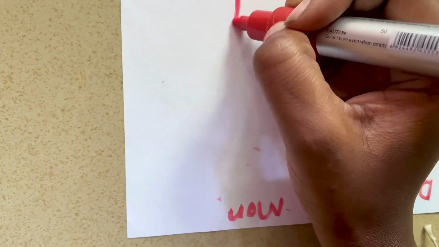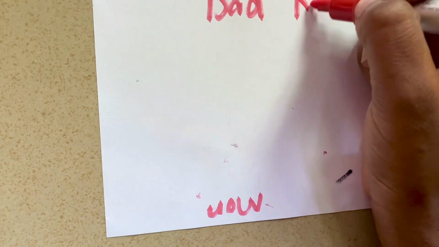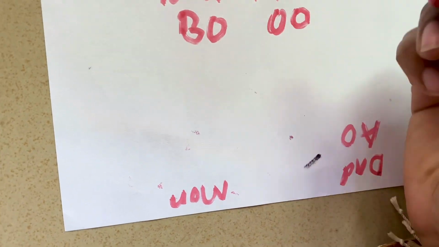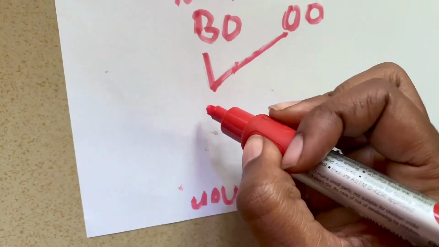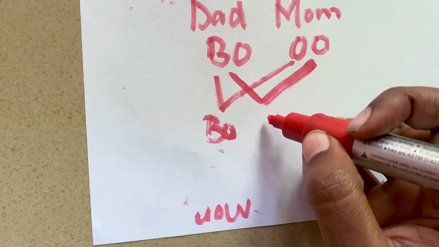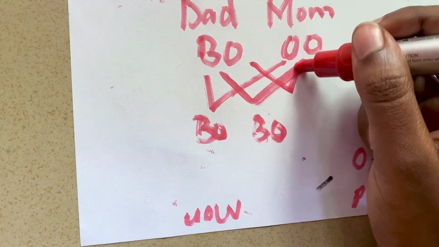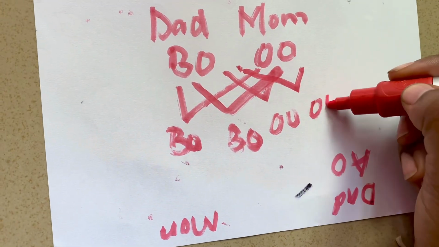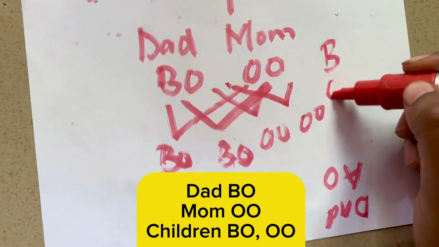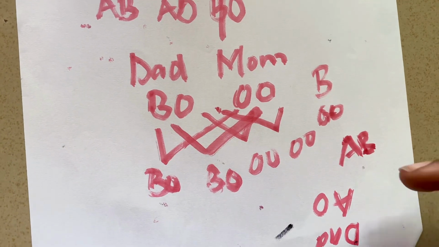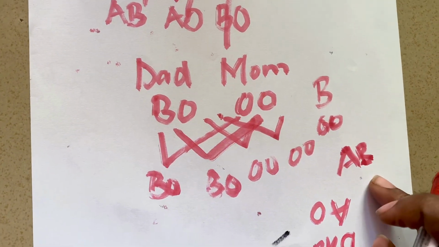So another example is if your dad is a B and your mom is an O, we are having a B, we're having another B, we're having an O, another O. So here your children have to be B and O. If you get a child who is AB, thank you so much for looking after our children.